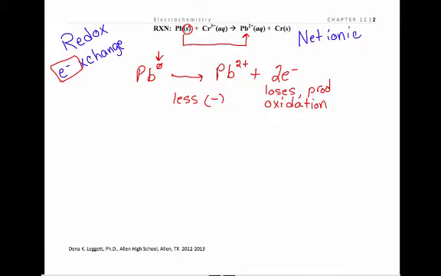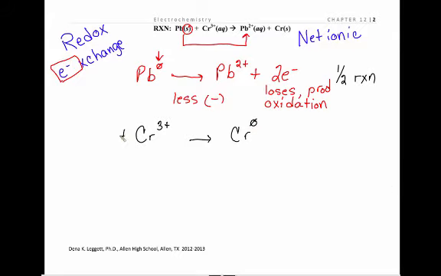Now, this doesn't give us the full picture. This only gives us half of the picture. Therefore, we call this a half reaction. We can't have oxidation without reduction, so let's zero in on the chromium. Chromium went from chromium 3+ to chromium solid. I'm going to be very explicit. Chromium solid has an oxidation number of 0.